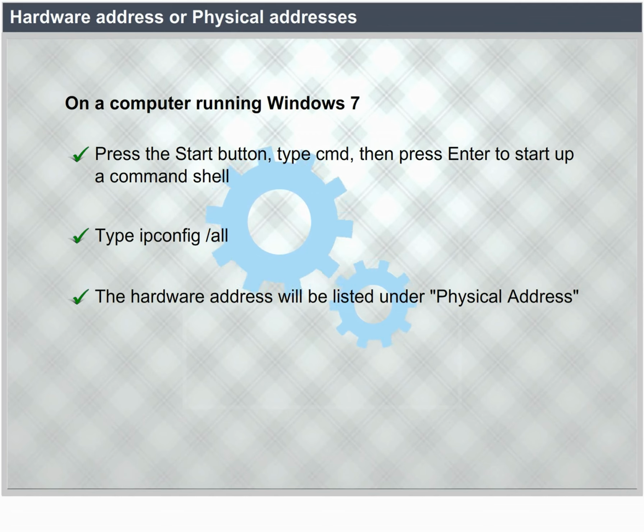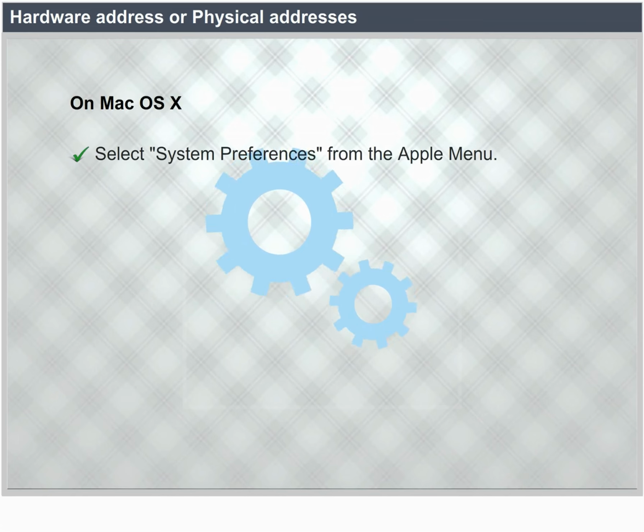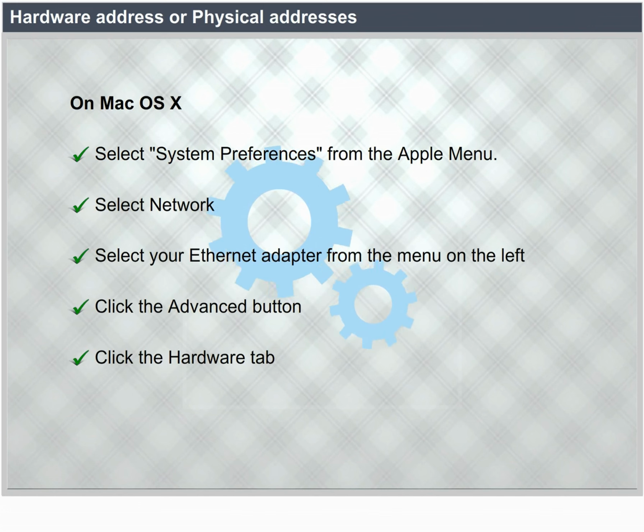On Mac OS X, select System Preferences from the Apple menu. Select Network. Select your Ethernet adapter from the menu on the left. Click the Advanced button. Click the Hardware tab. The hardware MAC address will be shown below.